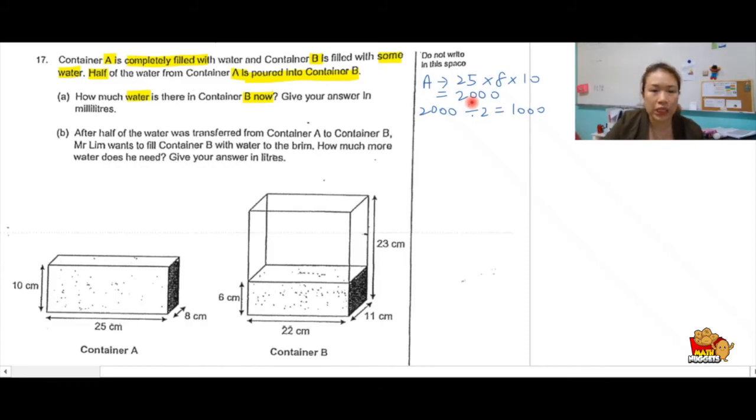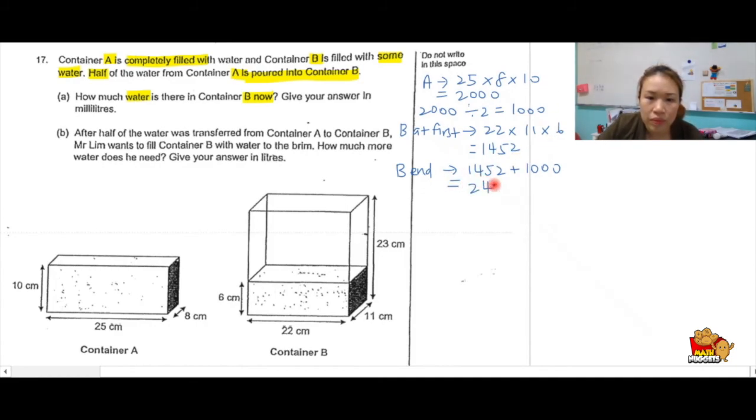This amount of water was poured into B. Now let's find out the amount of water in B at first. That will be 22 times 11 times 6. That's 1452. So in order to find B in the end, that will be 1452 plus 1000 that was poured into B. That gives us 2452. Okay, so the answer for part A, 2452, they want it in milliliters.